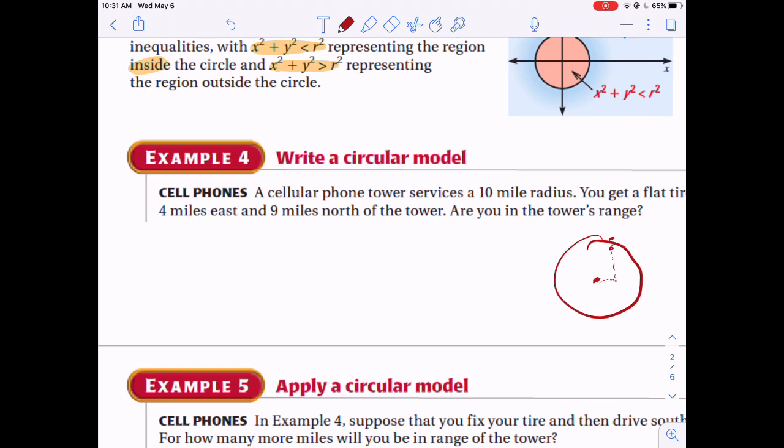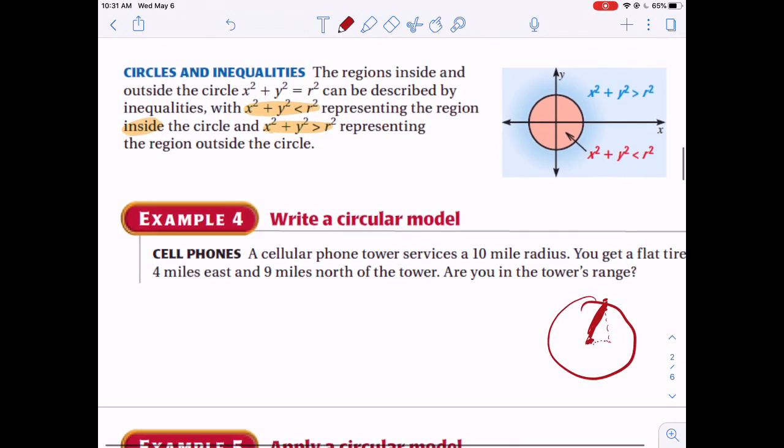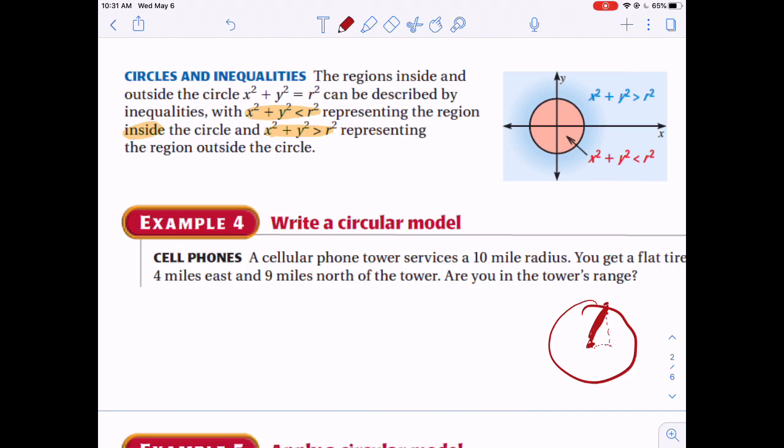Are you in the tower's range? We've got to find the radius from your center to your space, your distance, that is 4, 9. Is that inside that radius of 10? Just as we did before, we're going to find out if this value is inside that region. And again, when we're shading inside, I showed you up here, it's x squared plus y squared is less than r squared. So my equation here is going to be x squared plus y squared less than r squared. Just keep that in mind.